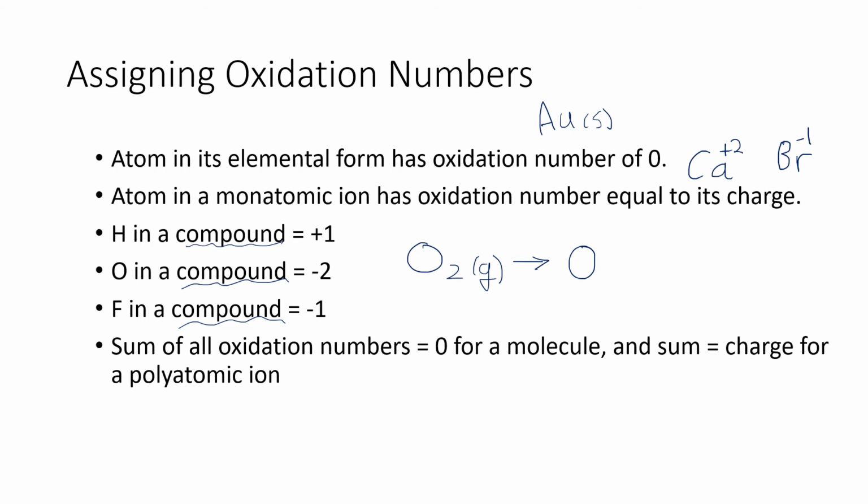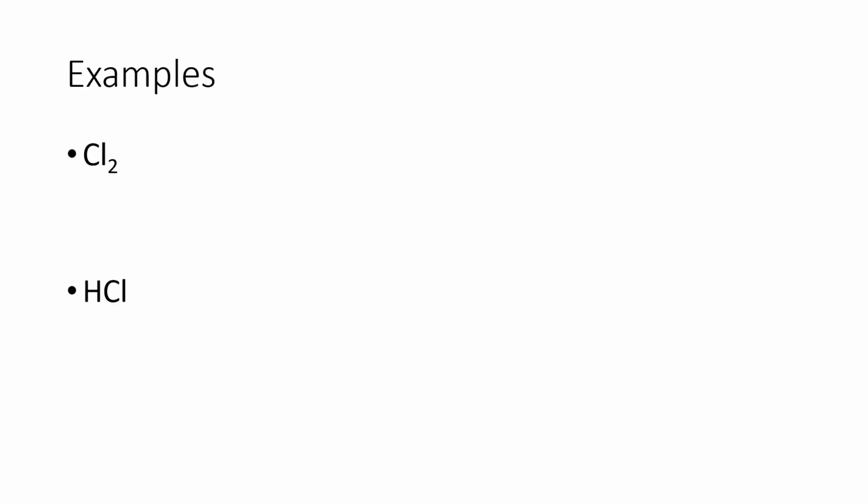Now, that's great if we only have to deal with hydrogen, oxygen, and fluorine, but most compounds are going to have a lot of other elements in them. So here's how we figure out the things that we don't have a rule for. The sum of all of the oxidation numbers in a compound has to add up to 0 if it's a molecule. And if we're talking about a polyatomic ion, the sum of the oxidation numbers has to equal the charge of that polyatomic ion. So here are a couple of examples.